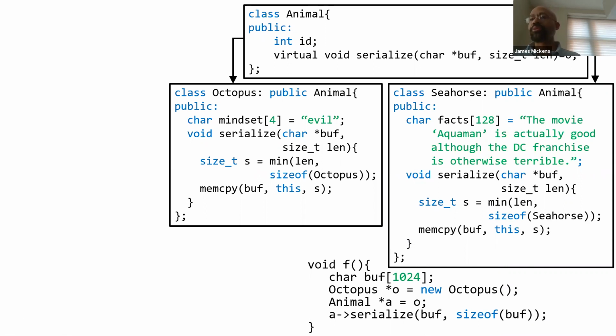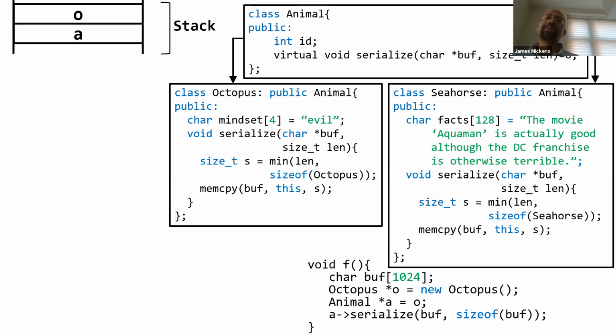Okay, so now imagine that we had the code shown at the bottom of the slide. So we get a character buffer of size 1K. We declare a new octopus. We make it be pointed to by a pointer O. We declare another animal pointer, make it point to the same memory that's pointed to by O. Then we call a arrow serialize. So what's going to happen here?